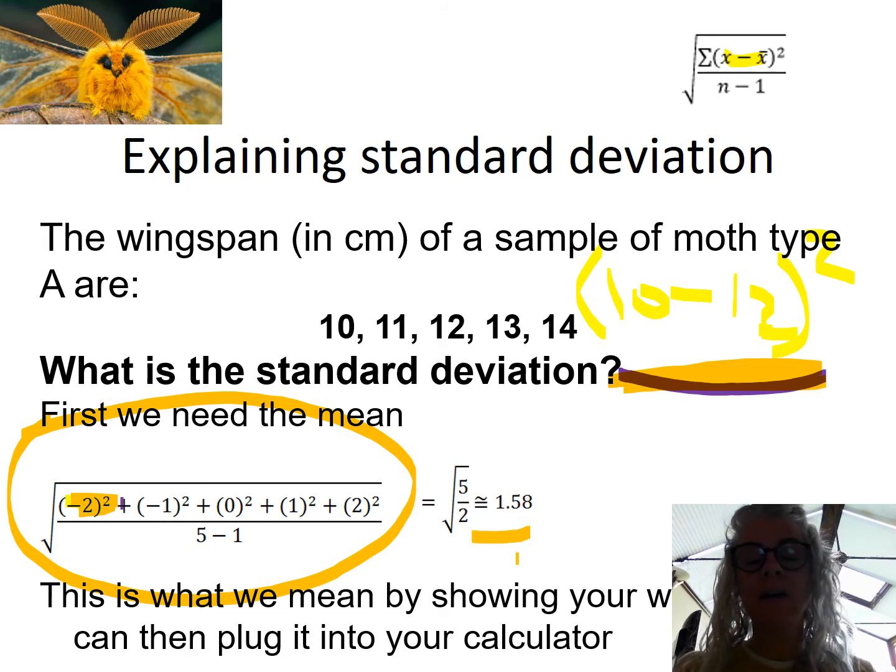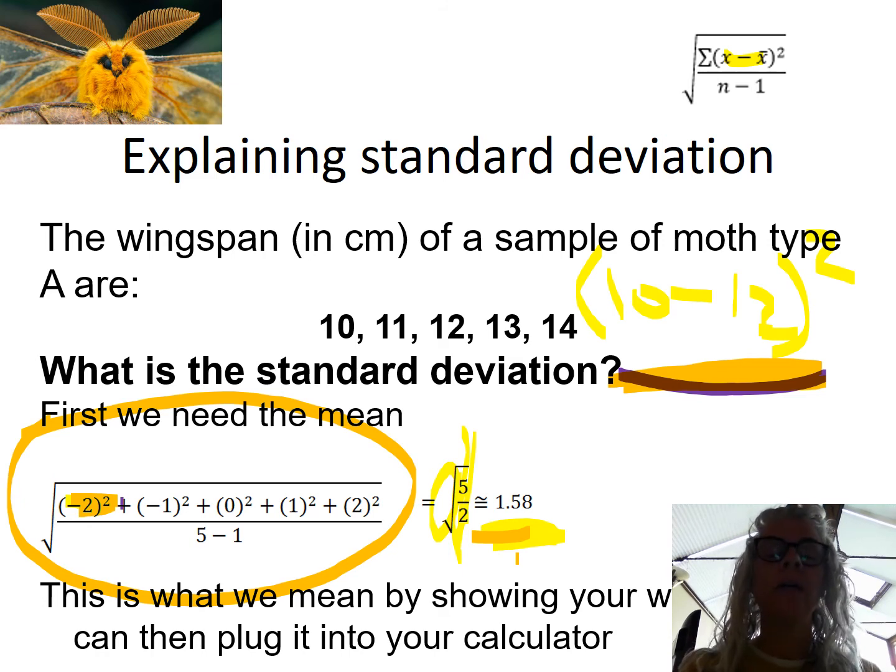Now again, oh, you mathematicians like to stick with your fractions. Please, please, please just take it down to an actual number. Okay, so we've got 1.58 for this set of data. Okay, remember that, 1.58.